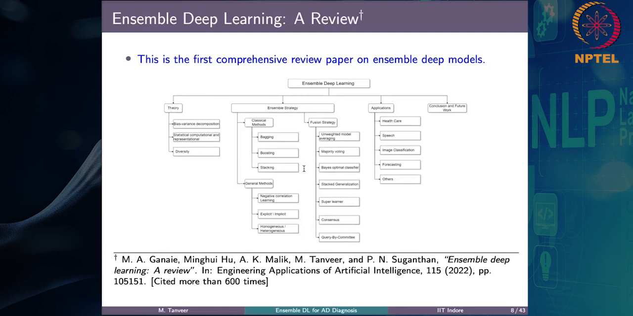The ensemble models are broadly categorized into bagging, boosting, stacking, negative correlation, explicit, implicit, homogeneous, heterogeneous, and the decision fusion strategies based ensemble models. And we can see several different applications. Finally, we conclude this paper with some potential future directions with our recommendations.